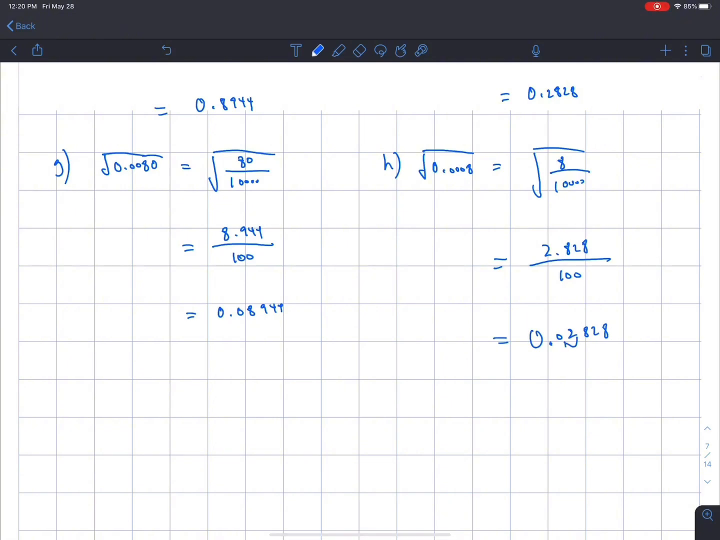Initially it was here, we moved the decimal point 2 to the left because you're dividing by something with 2 zeros. Okay, that's it for question 5. I'll see you in question 6.